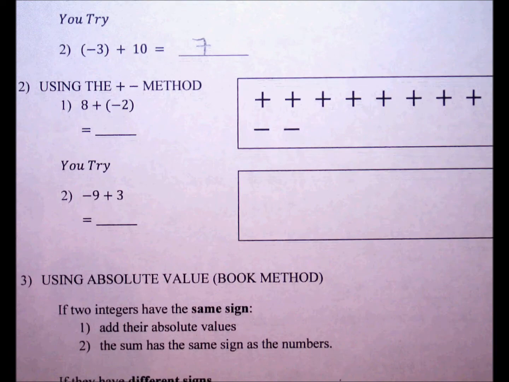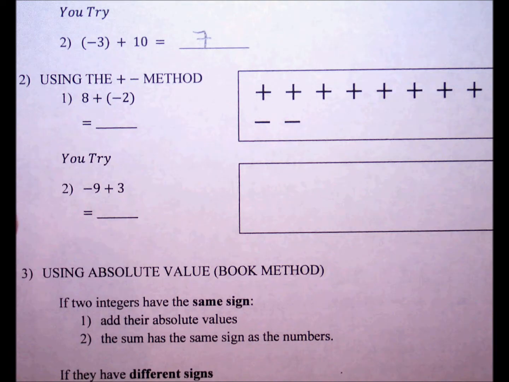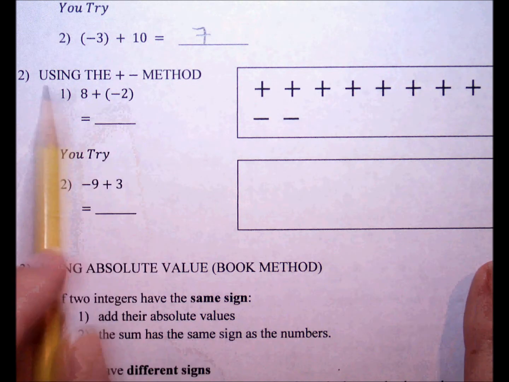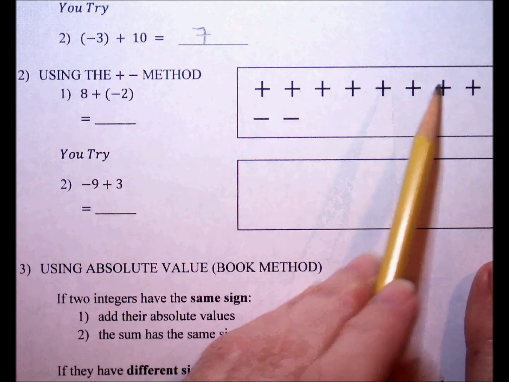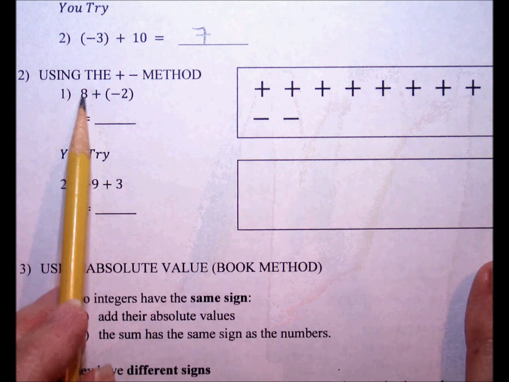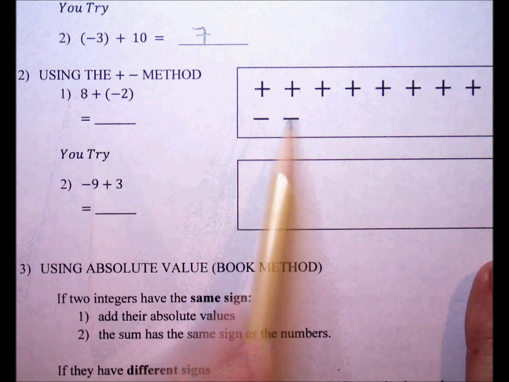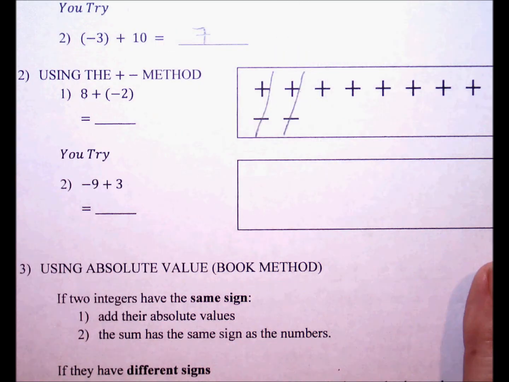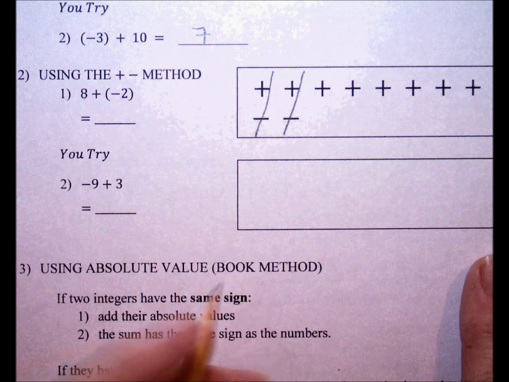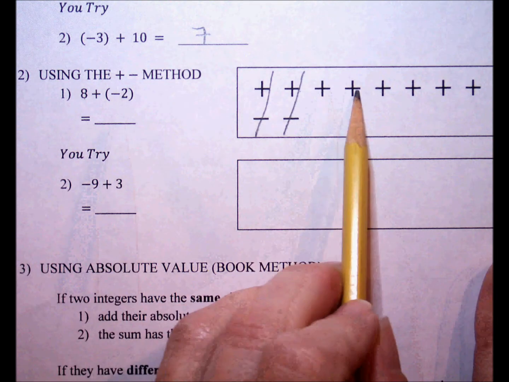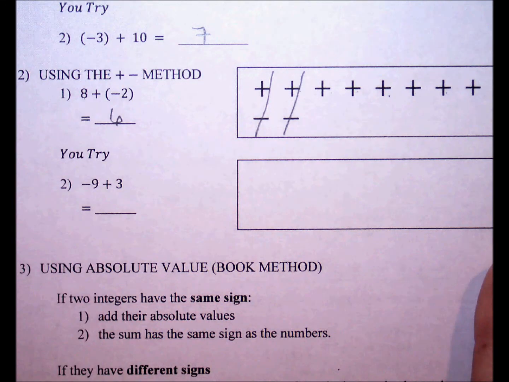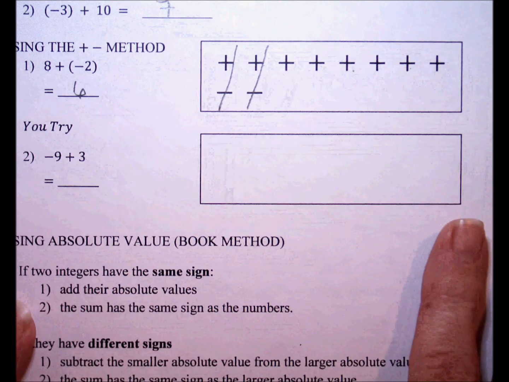Another method that a student taught me, I like to call it Carlos's method because it was Carlos who taught it to me. But we'll call it the plus-minus method since you probably don't know Carlos. What you do is you line up pluses and minuses. You put the number of pluses that match the positive number and the number of minuses that match the negative number. Then you can cross out the pairs. They cancel, and whatever's left over is your answer. And here we have 6 pluses, so our answer is positive 6.